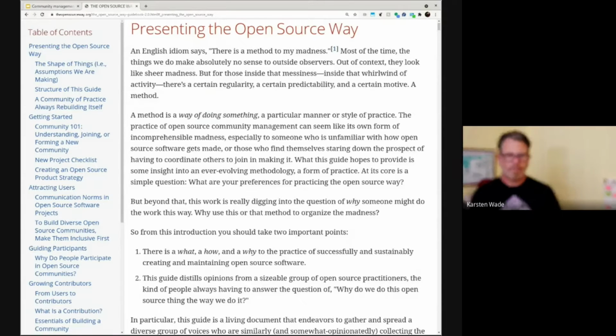Okay, so this opening section here, presenting the open source way, this is an introduction for the vision of the guidebook.